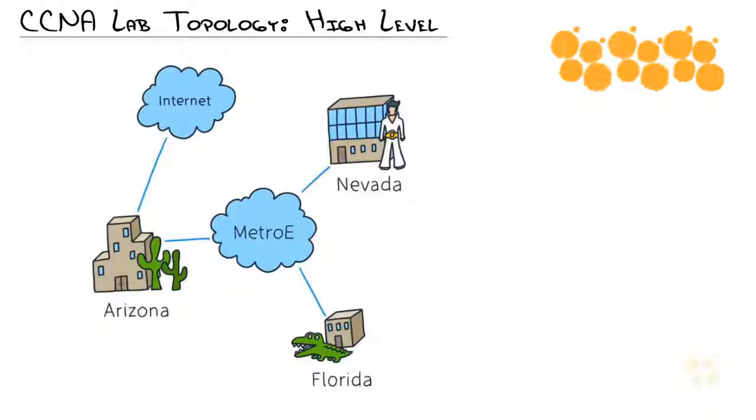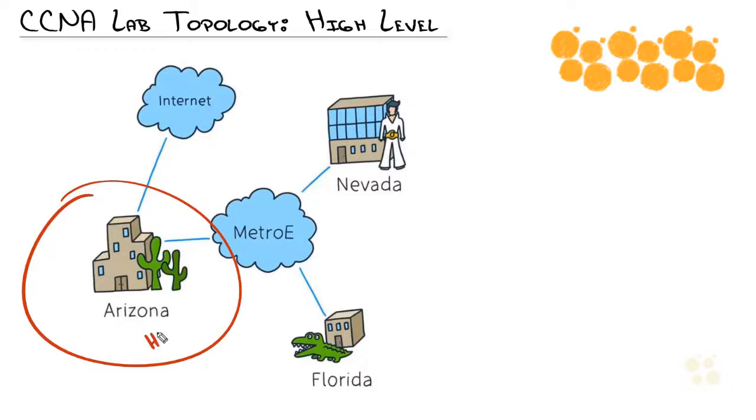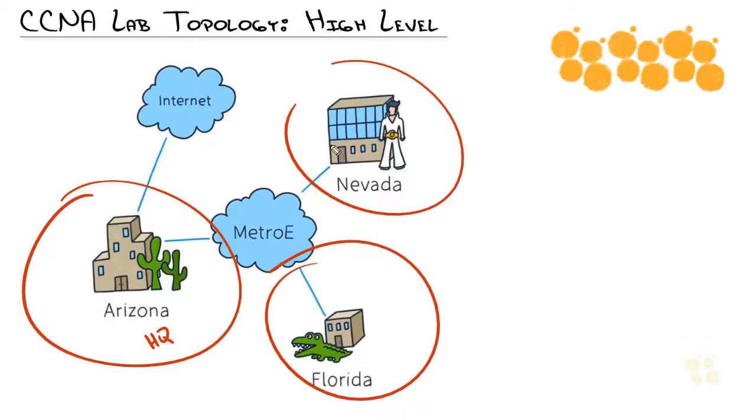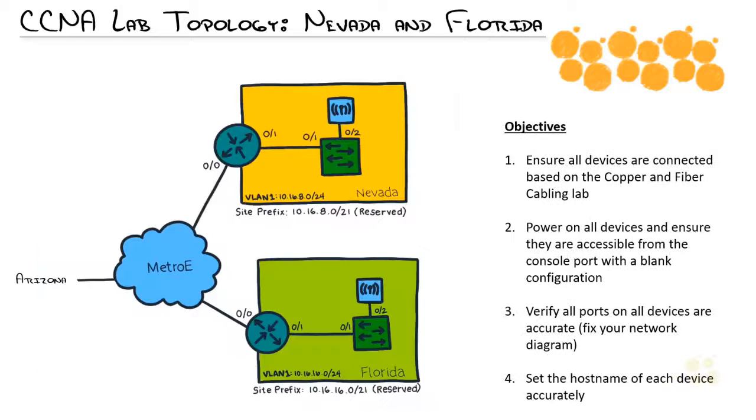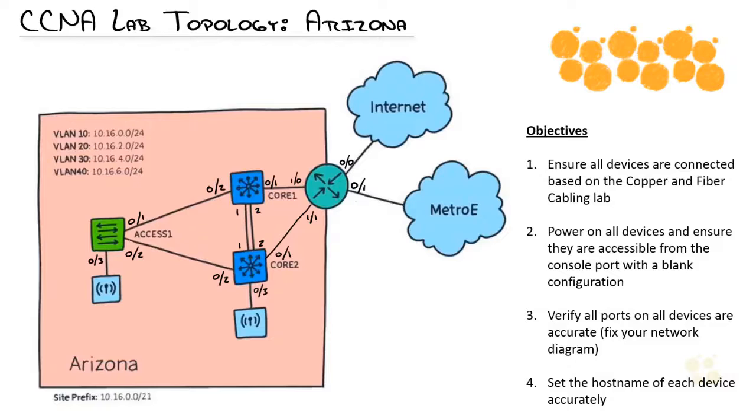So I'm going to take you back to the CCNA lab topology from a high-level perspective. We have Arizona as the headquarters office. We've got a nice little pod of equipment there. Nevada and Florida as the remote offices that are getting their internet and network access through the Arizona headquarters. If we go a little deeper into the topology, this is what Arizona looks like, as well as Nevada and Florida.